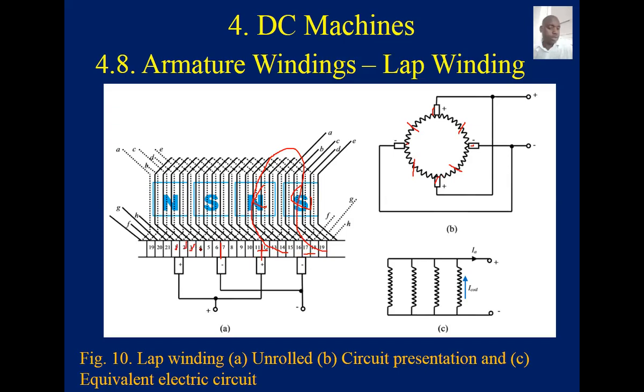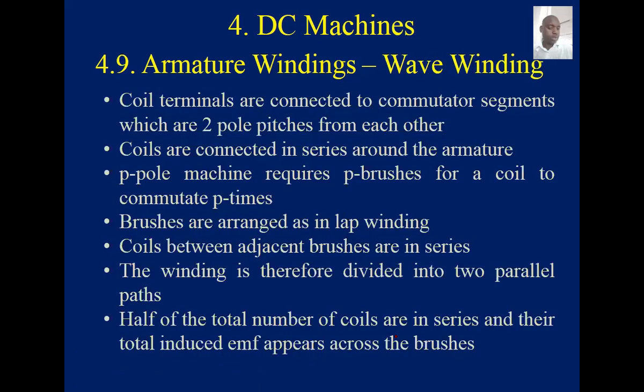So these are the commutator segments. They are also arranged such that when there's commutation, the brush connected to the coil will be in interpoles. So this will be 1 over P of the total coils connected in series, and we have P parallel parts. So this is the electrical equivalent of a lap wound machine. So if you have any calculation to make, they will basically be based on this kind of circuit. Right? Then there is also what is called wave winding.